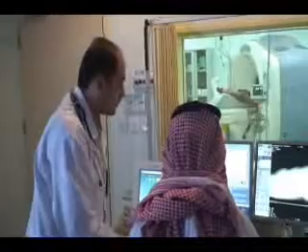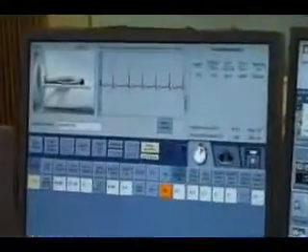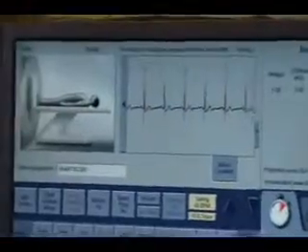ECG gating. The purpose of ECG-gated scanning is to obtain a stop-action image of the heart. Each of these images theoretically represents only a selected phase of the cardiac cycle, such as end diastole.